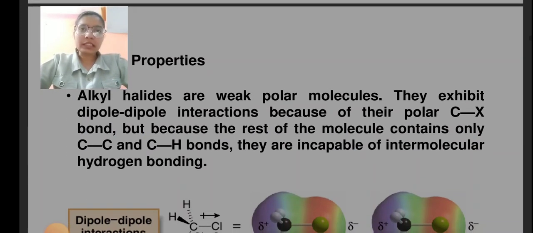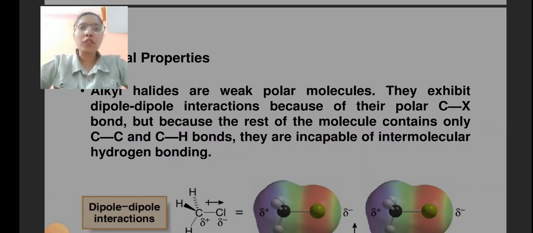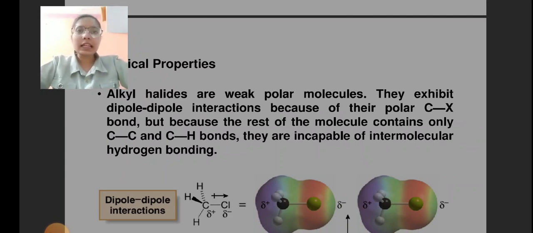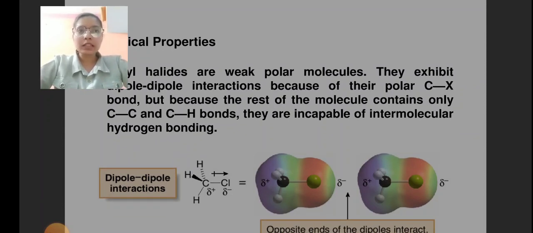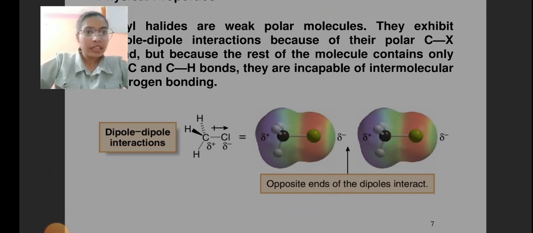Physical properties. Now let's see the physical properties of alkyl halides. Alkyl halides are weakly polar molecules. They exhibit dipole-dipole interactions because of their polar carbon-X bond. But because the rest of the molecule contains only carbon-carbon and carbon-hydrogen bonds, they are incapable of intermolecular hydrogen bonding. So here we can see dipole-dipole interactions: opposite ends of the dipoles interact.